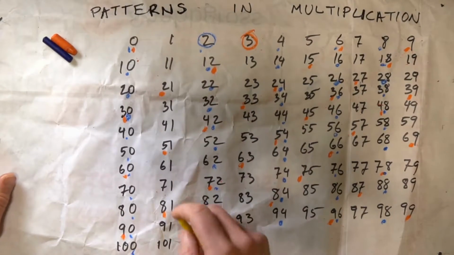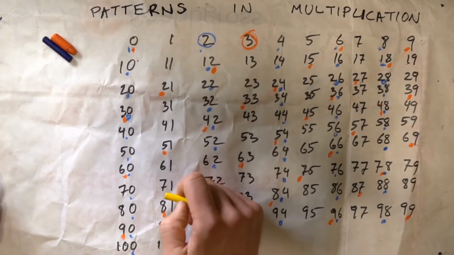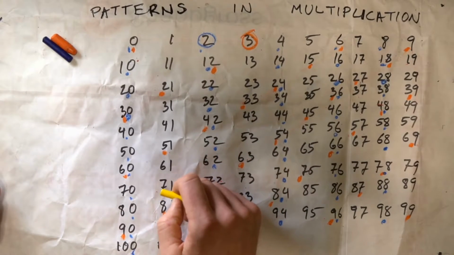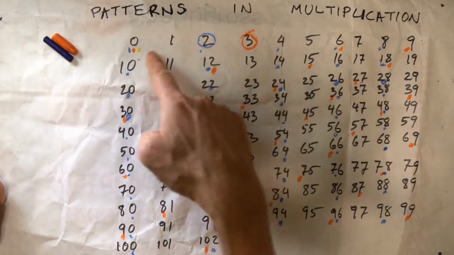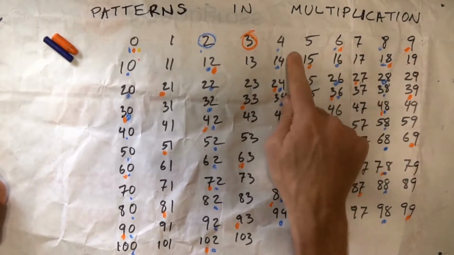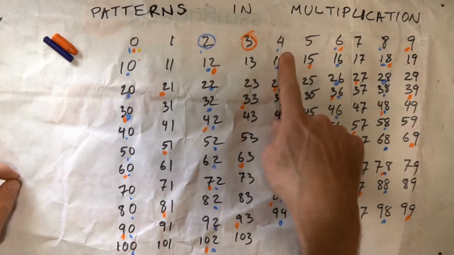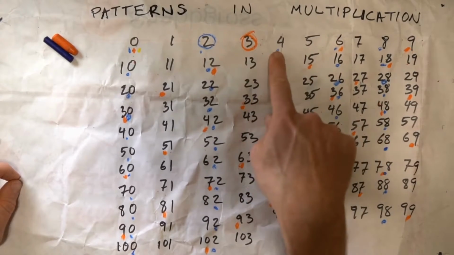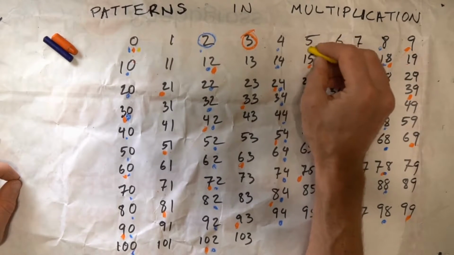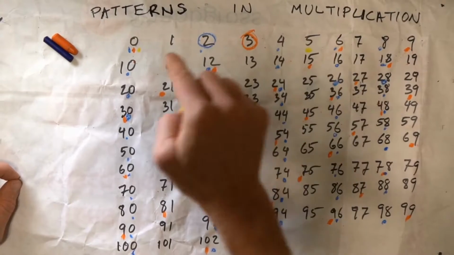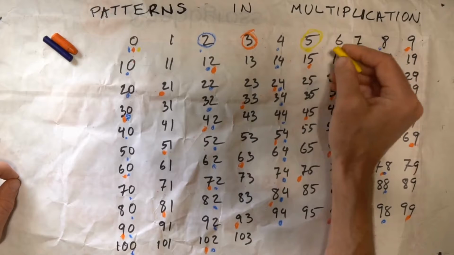Anyway, now we take the next one, which is the yellow color, and we start at 0. What's the next number that hasn't been marked yet, that none of these crayons has landed on during our skip counting exercises? Is it 4? No, because 4 is divisible by 2, but it's 5. So we have 5. 5 times 0 is 0. 5 times 1 is 5. Let's circle that in.